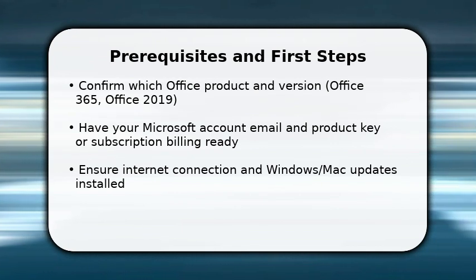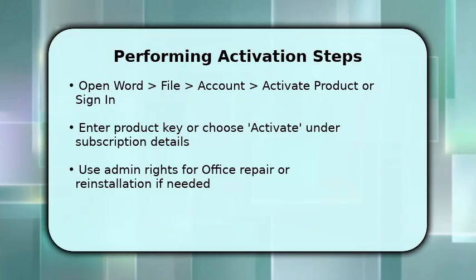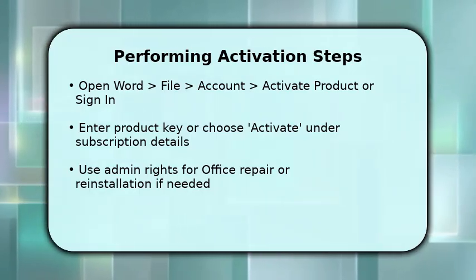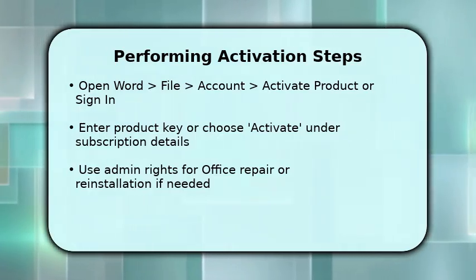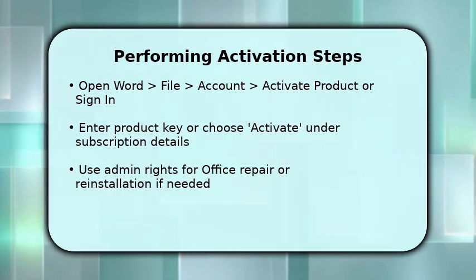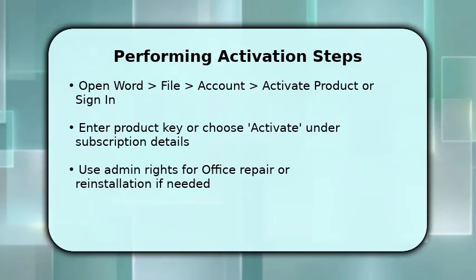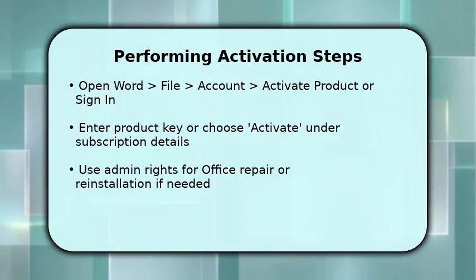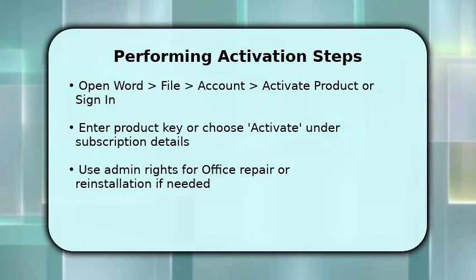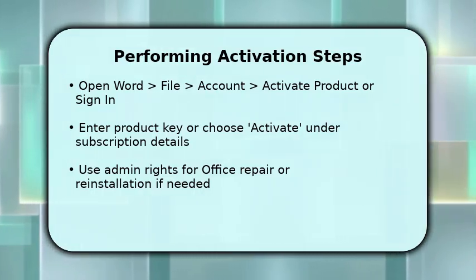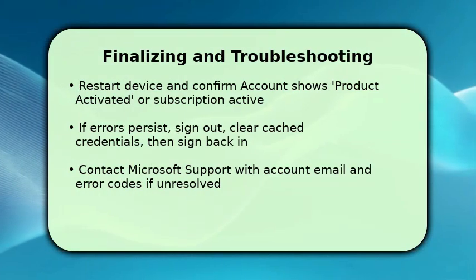Now perform the activation. Sign into Office with the verified Microsoft account, then select Activate Product or enter your 25-character key. If you have an Office 365 subscription, choose the subscription and click Install or Activate. This links the license to your account. If activation fails, run the built-in Office repair. Control Panel, Programs, Microsoft Office, Change, Quick Repair, because repair reinstates licensing files. Once done, finish by restarting your computer and opening an Office app to confirm product activated in account.